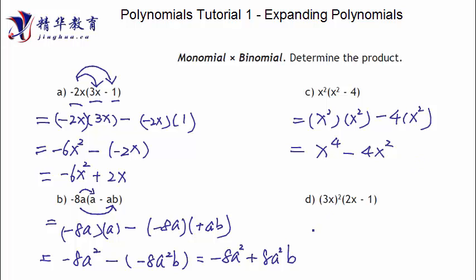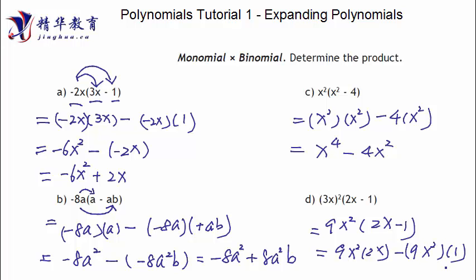Okay, good. The next one is (3x) squared. The square is outside, so we're using the exponent rule. If you haven't checked out the exponent tutorials, please make sure you watch that video as well, otherwise it's pretty hard to follow here. 2 applied to 3, 2 applied to x will be 9x squared, and then 2x minus 1. So this is 3 squared is 9, x squared is x squared, and then 9x squared times 2x minus 9x squared, don't forget the bracket, times 1. Equal to 18x cubed, and then minus 9x squared.